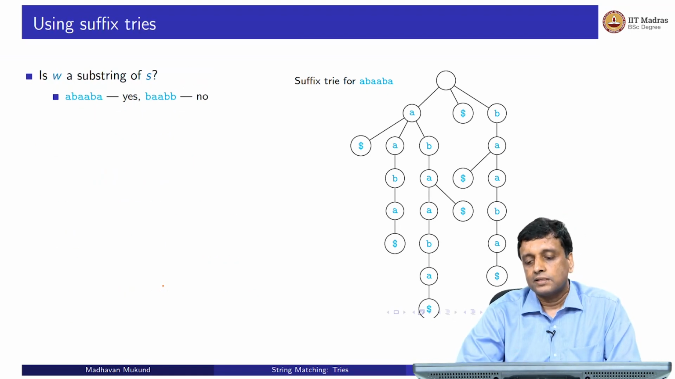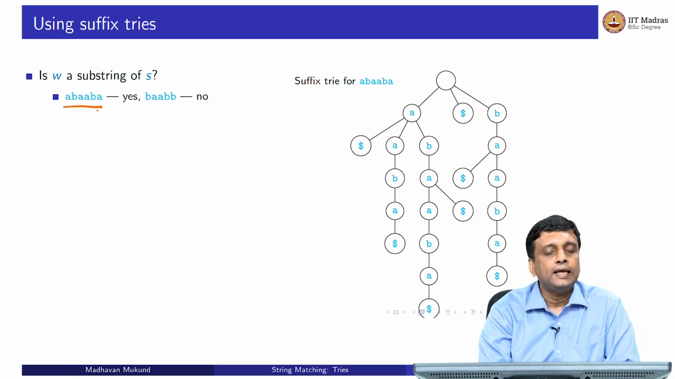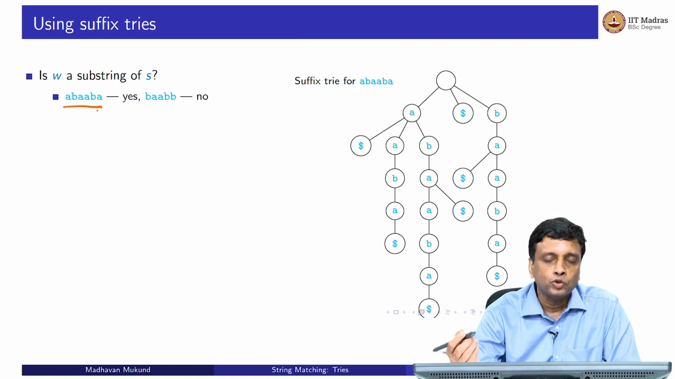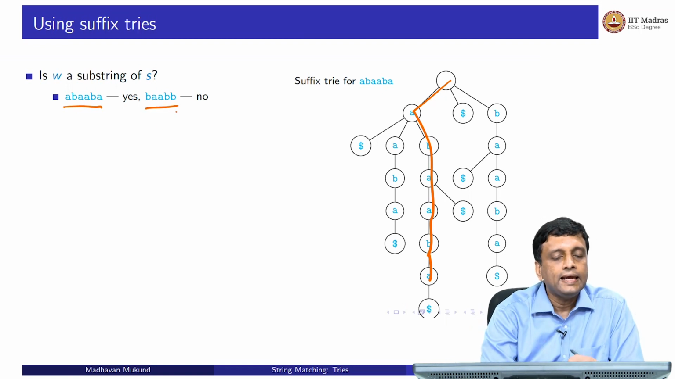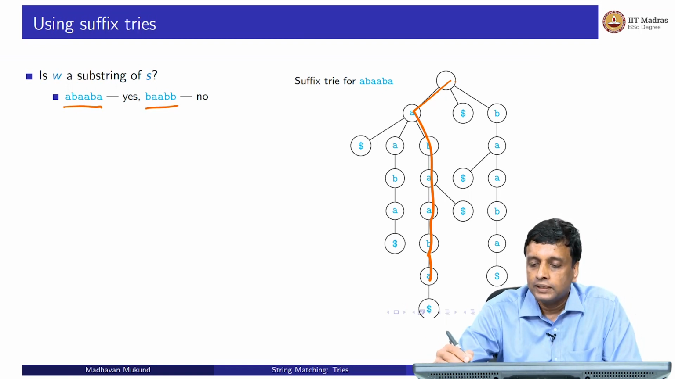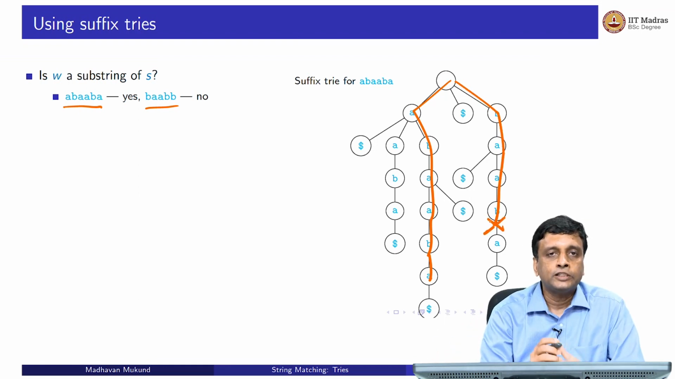So let's look at this particular suffix trie. We ask, for instance, for a substring. So we ask whether ABABA is there. As usual, what we do is we say A, B, A, B, A, right? And since I am able to process this, it is a substring. On the other hand, if I try BABB, I will say B, A, B, and then I get stuck. So I cannot finish processing the word. When I cannot finish processing the word, then I know it's not a substring.